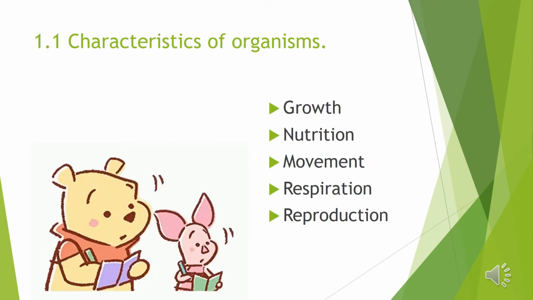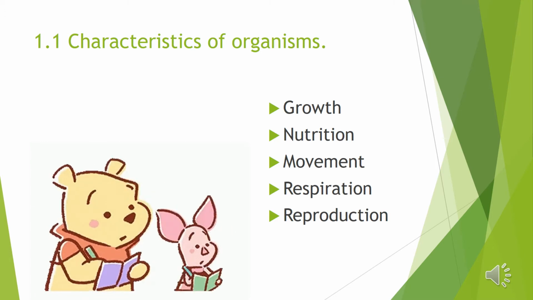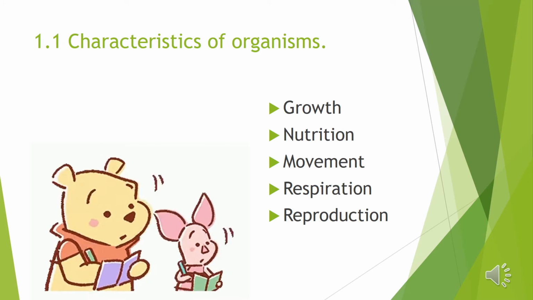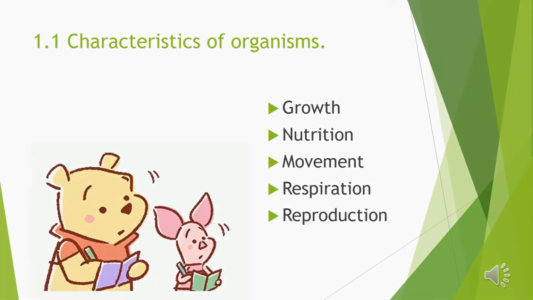Okay, when we talk about living organisms, they have some sort of characteristics. That's how we are going to identify whether this is a living organism or not. So the first one is growth, and then nutrition, and then movement, respiration and reproduction. These are the 5 major characteristics of living organisms.